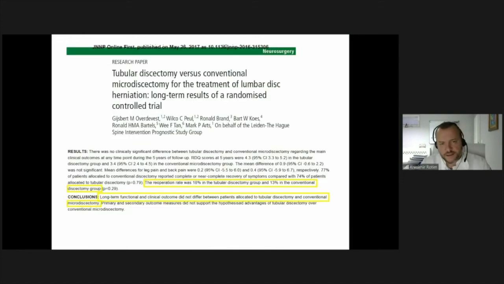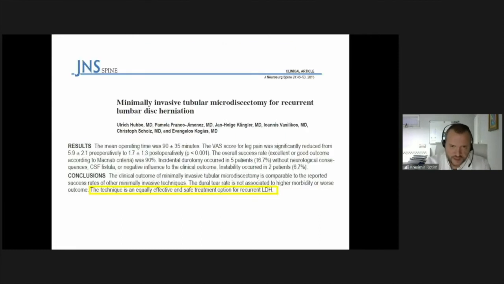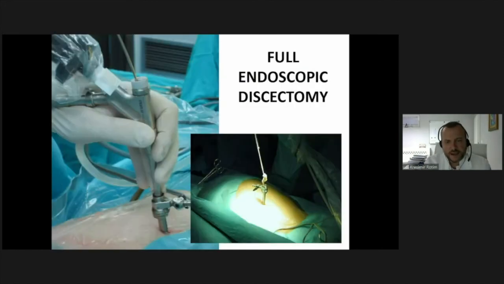So again, comparing to the literature, the reoperation rate was 18% in the tubular discectomy and 13% in the conventional discectomy. And the long-term functional and clinical outcome did not differ between patients with standard discectomy and the tubular discectomy. Also, this study from Germany said that the technique is an equally effective and safe treatment option for recurrent lumbar disc herniations.